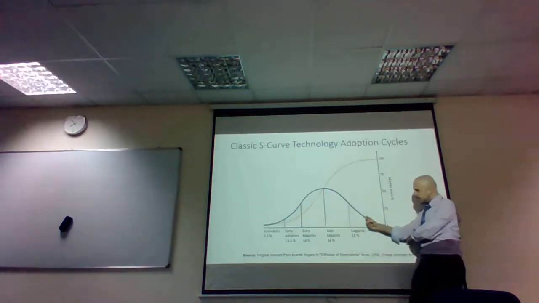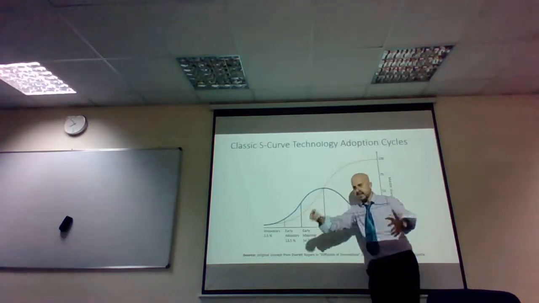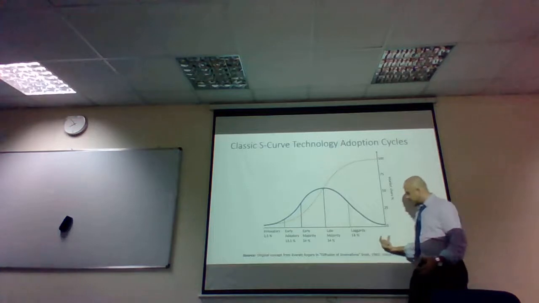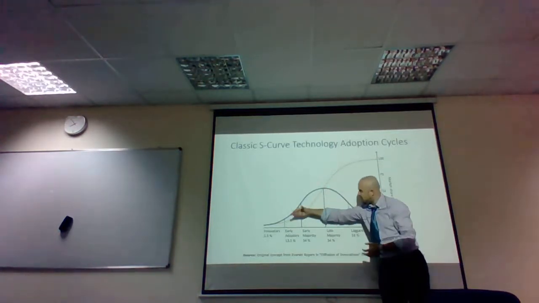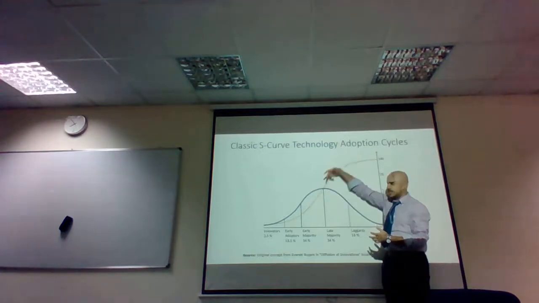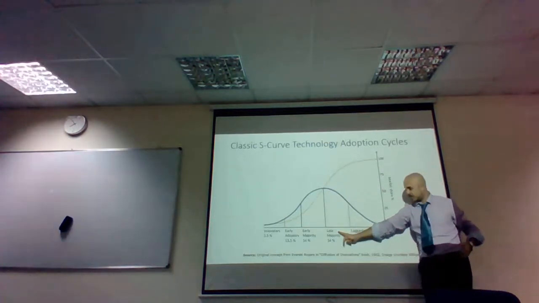What you see in blue is called the normal distribution. You have a normal bell shape. You have a little bit here, a little bit here, and mostly in the middle. That's what we call a normal distribution. The S-curve surpasses this, you can see. It goes up here, and now we start having the late majority, still majority.